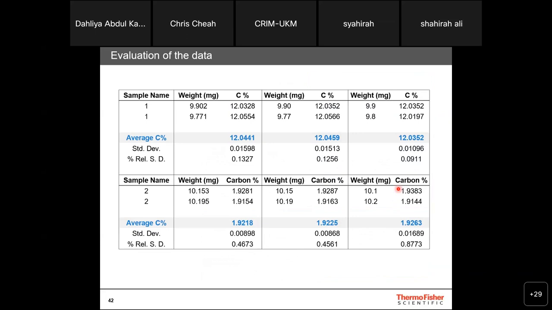Okay, so this is another example where we analyze the result. And sometimes you see, if you are getting a correct weight, and your carbon content, okay, your readability and standard deviation are better. Some samples, you got no choice. The carbon content is quite low. So this is why you need to work and determine the correct sample weight, and your percent RSD will be better.